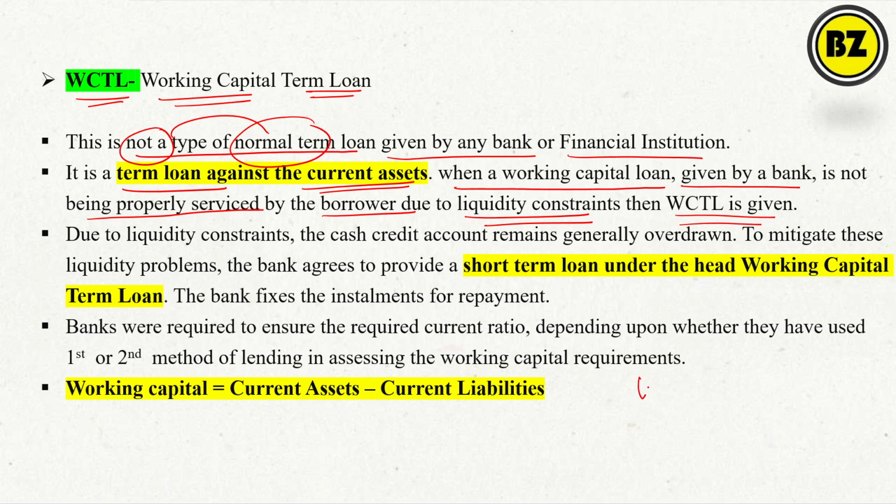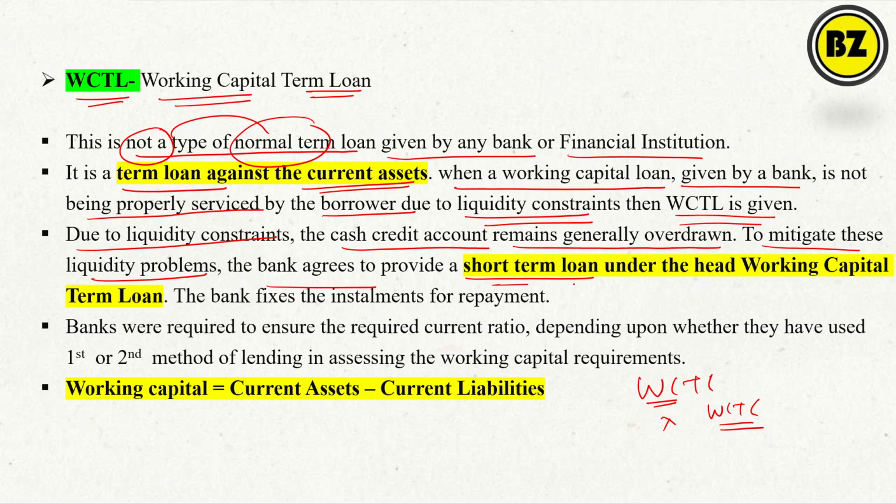So see, WCTL means what? If WC is not working, then you have to sanction the WCTL. Okay. Due to liquidity constraints, the cash credit account remains overdrawn. Right. To mitigate this liquidity problem, the bank agrees to provide a short-term loan under the head working capital term loan. Okay. And the bank will fix the installments for the repayment.